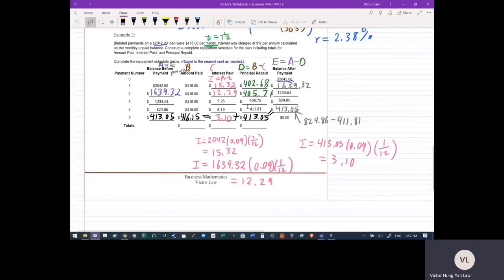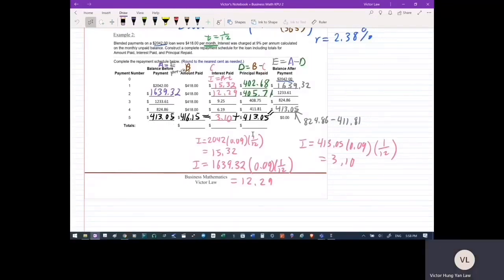And so on for period 3, and the same for period 4. At the end of period 4, what we calculated is that we owe $413.05. How we calculated that is we take the 824 from the beginning of the period, minus the 411, the principal we paid in period 4, and that gives you the difference, 413. So that's how much we owe at the end of period 4. What we owe at the end of period 4 is what we owe at the beginning of period 5, so we put the same number, 413.05.